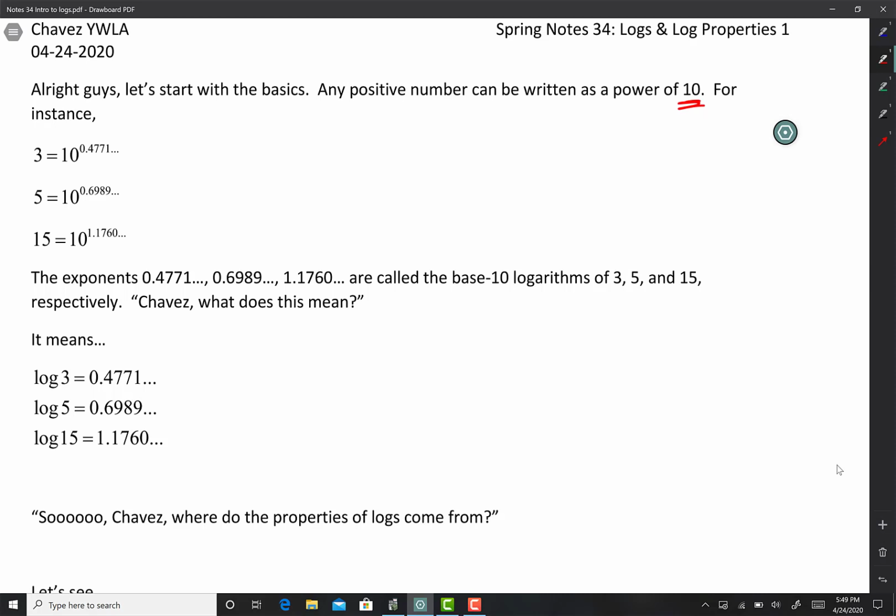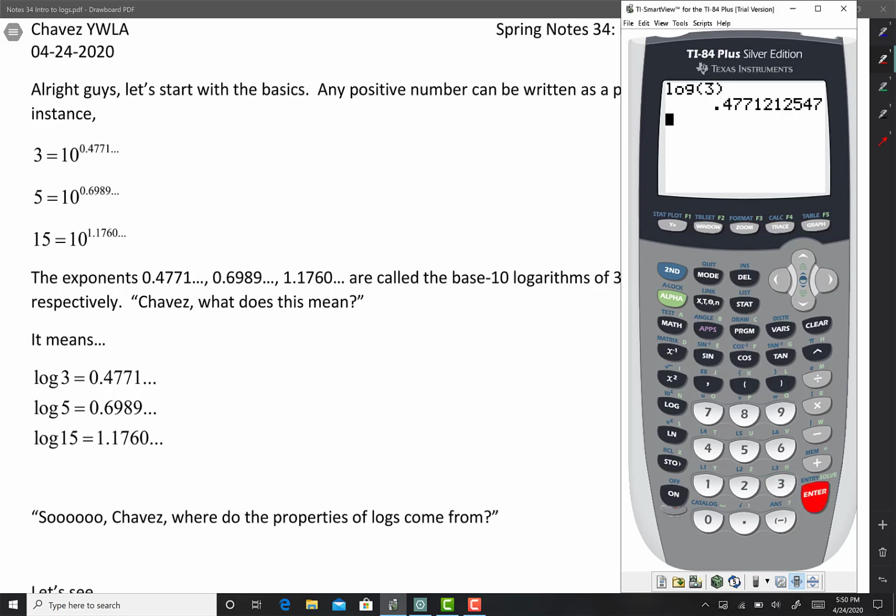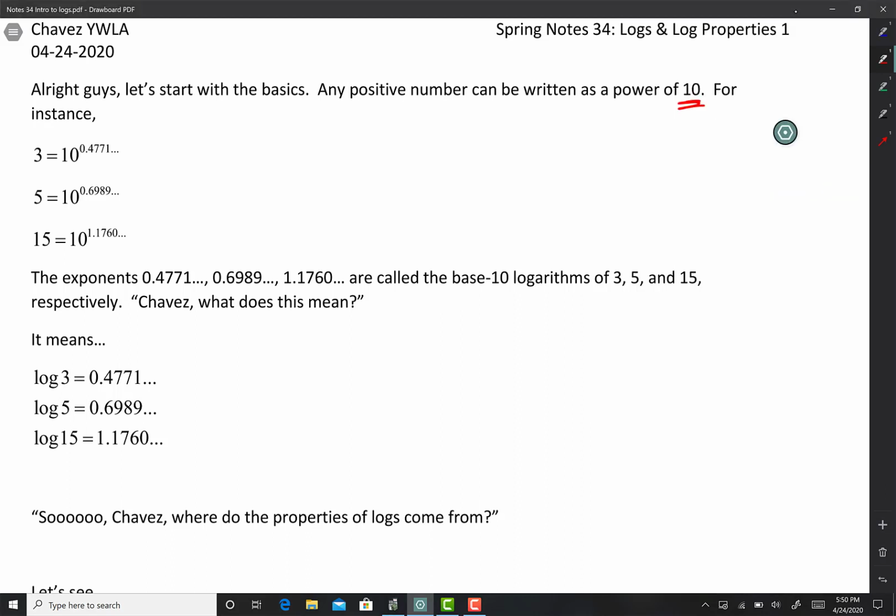And then I give you an example. 3 equals 10 to the power 0.477. That came from somewhere. 5 equals 10 to the power 0.6989. 15 equals 10 to the power 1.1760. So where did all these numbers come from? Well, if I type in log 3 here, you'll notice that I get 0.477. The exponents 0.477, 0.6989, 1.170 are called the base 10 logarithms of 3, 5, and 15, because log 3 is 0.4771.